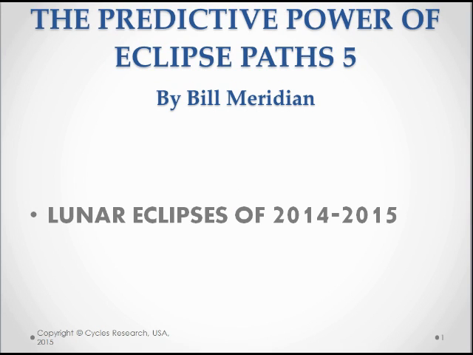This is the fifth in a series of presentations about eclipses and their paths. Right now we are going to look at the lunar eclipses of 2014-15. That is the one that took place in the spring, and the one coming up in the autumn, and the one coming up in the spring on April 4th, 2015, about 2 weeks from now.